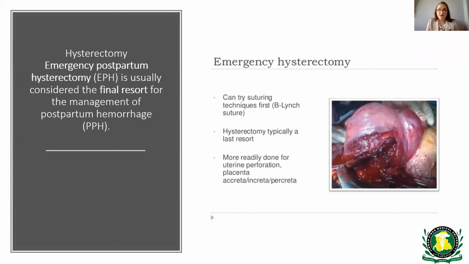Okay, the last resort, which nobody wants on their hand, is a hysterectomy. An emergency postpartum hysterectomy is usually the final resort for the management of PPH. If nothing is working, then whoever is the operating consultant or operating doctor has to have 2 people to give a consent, because consent is very important in this case, because you're removing the uterus. She's never going to be pregnant again.